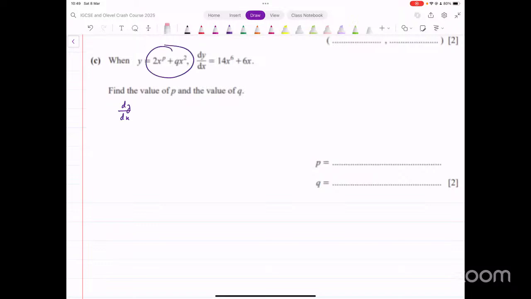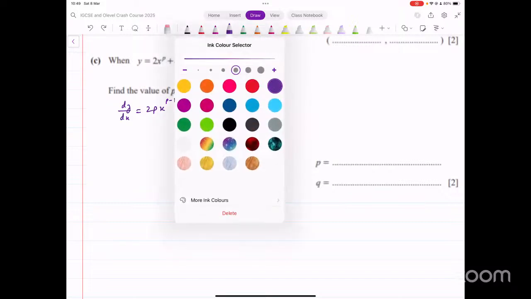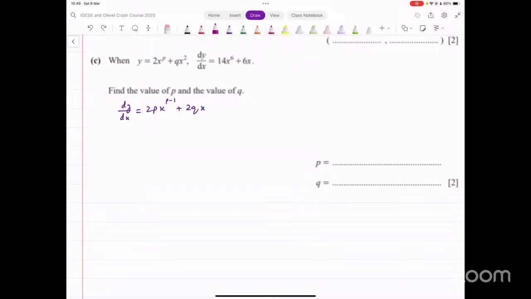Just differentiate this function. Multiply by the power. So it becomes 2p into x raised to the power p minus 1 plus, multiply with the power here again, that's 2 times q. Subtract 1 from the power, 2 minus 1 is just 1. That's the derivative that we are getting. Now, the derivative that they gave us was 14x raised to the power 6 plus 6 times x.